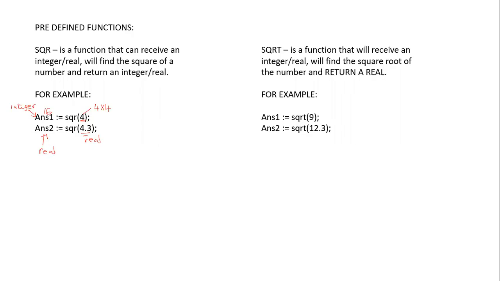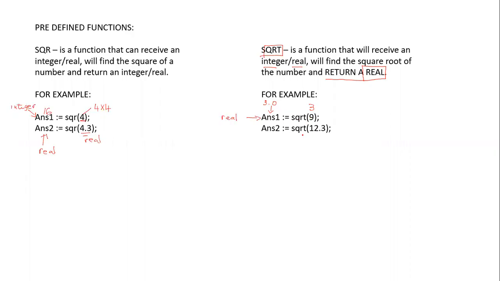The next function is square root, which is SQRT. This could receive an integer or a real value. It will find the square root, but keep in mind that the return value is always real. So the square root of 9 is 3, but when the answer is returned, it will be returned as 3.0. And this variable will be declared of type real.